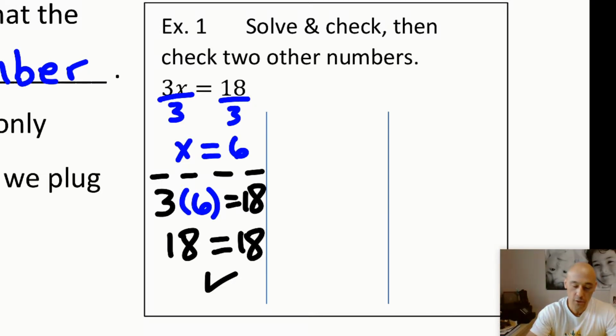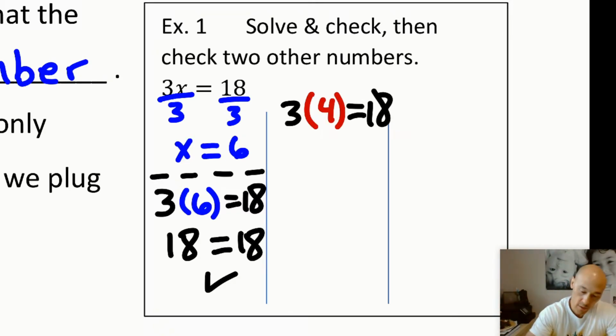Now let's check two other numbers. It says then check two other numbers. So we're just going to pick any numbers we want. So I'm going to plug in, how about 4. So here I took my original equation and I plugged 4 in for x right there. Well, let's see, 3 times 4, that is 12.